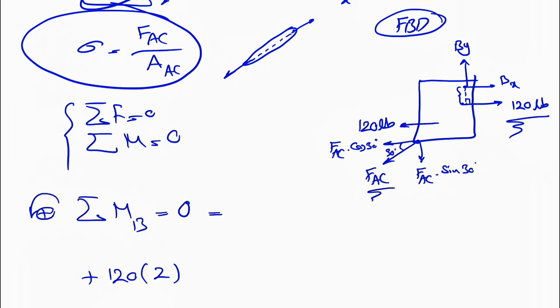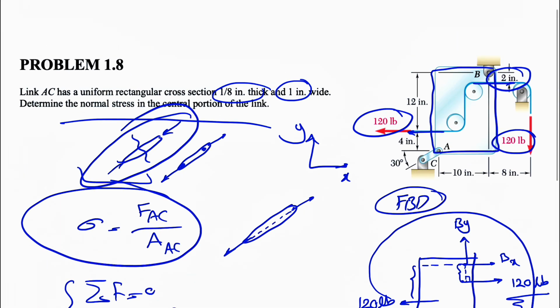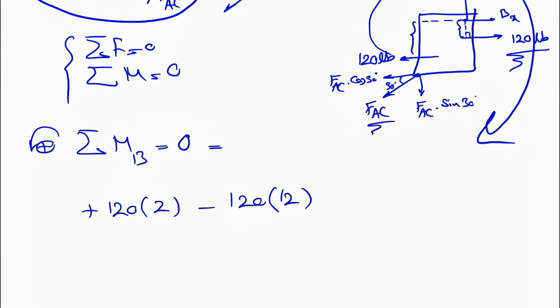And if we look at the one on the left side, we can see that the moment is in a clockwise direction about point B. So we have a negative sign, 120, and the distance this time will be what we have from here to here. Getting back to the question, we'll see that that distance is 12. That's about it for the other 120 pound force.